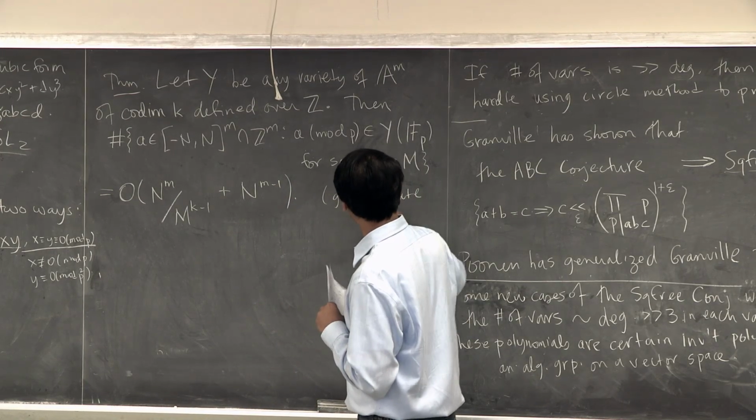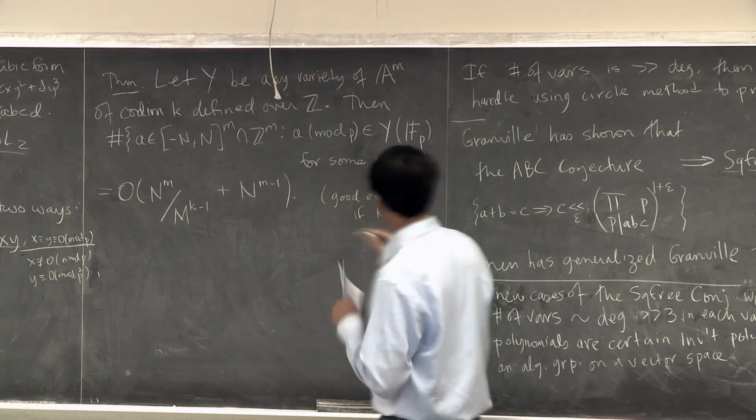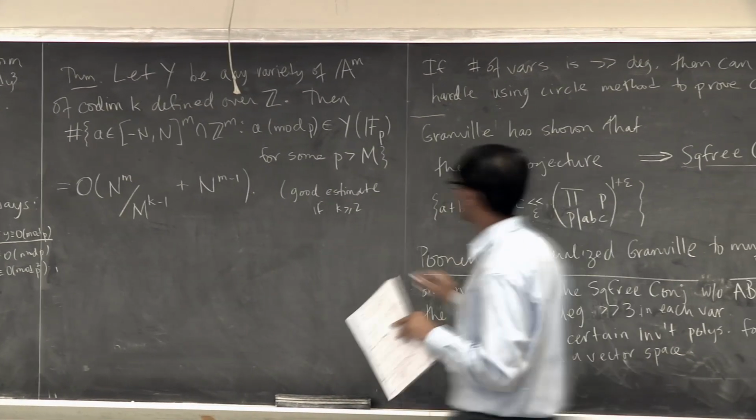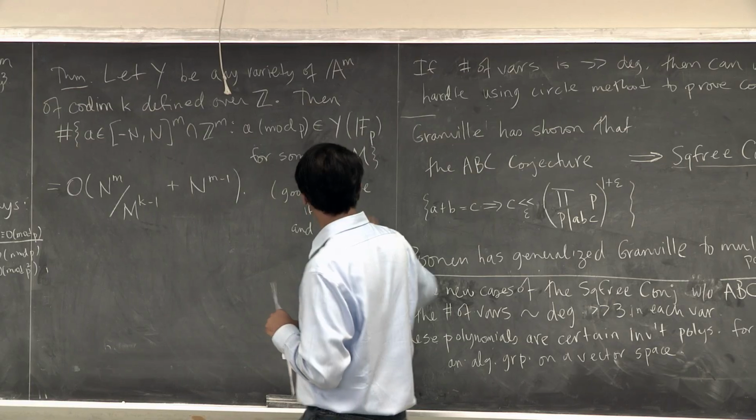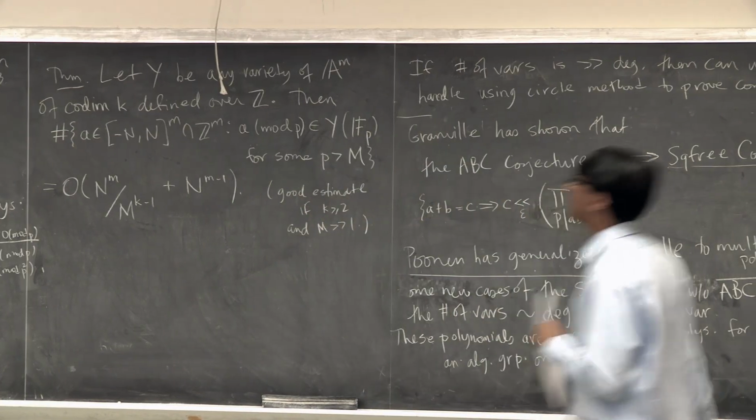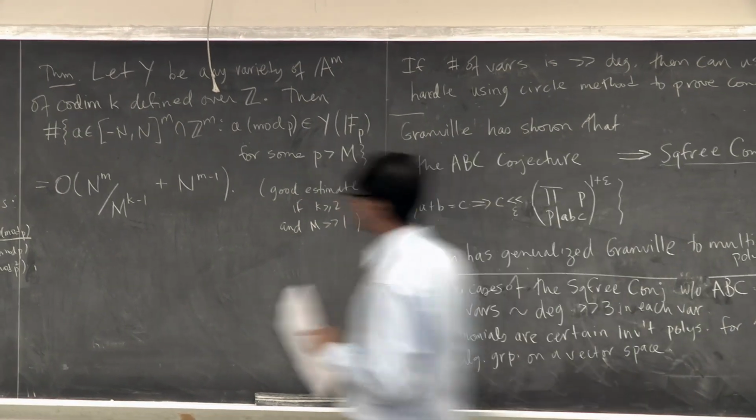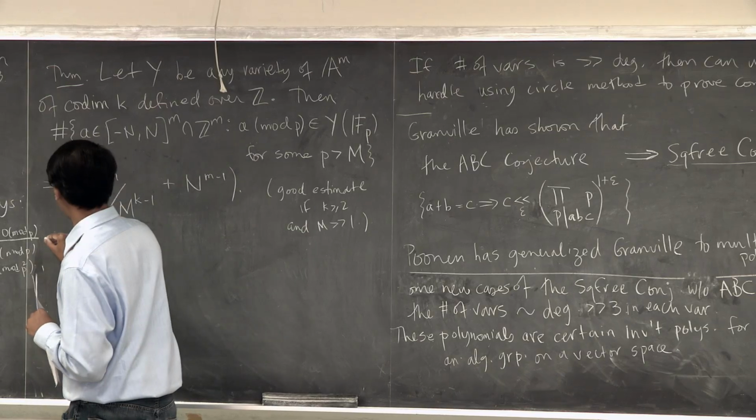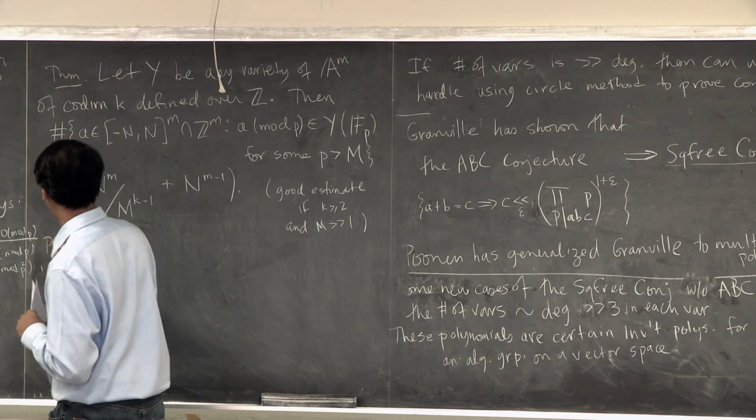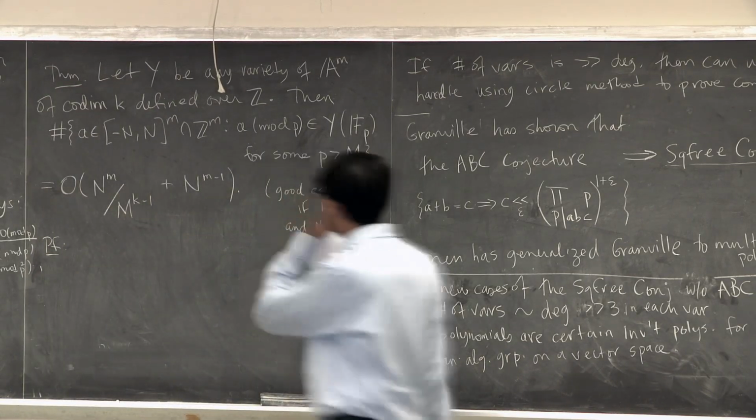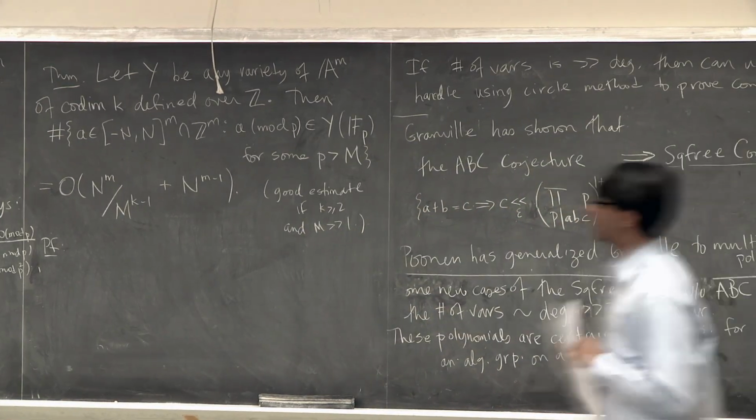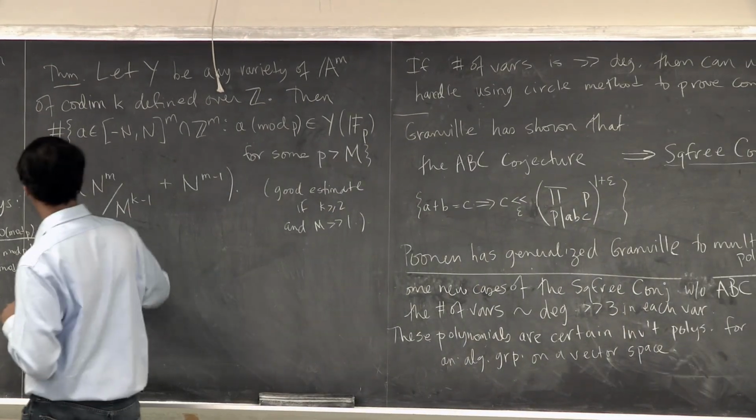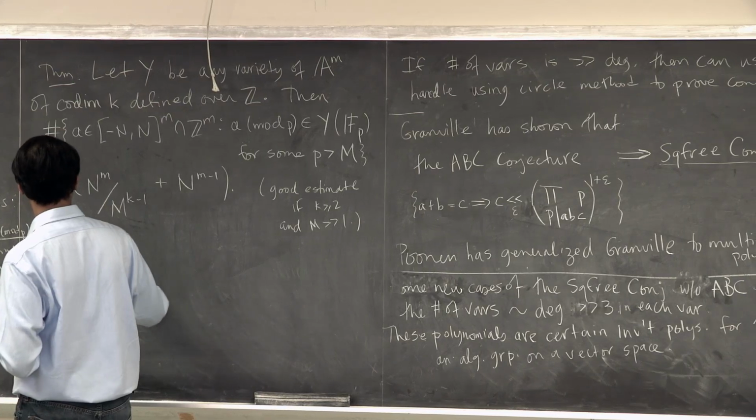If the codimension is at least 2, and m is big. So maybe, let's say a proof very quickly. I don't want to tell you the idea of the proof of this because it's really neat. Let's just stick to a proof for k equals 2.